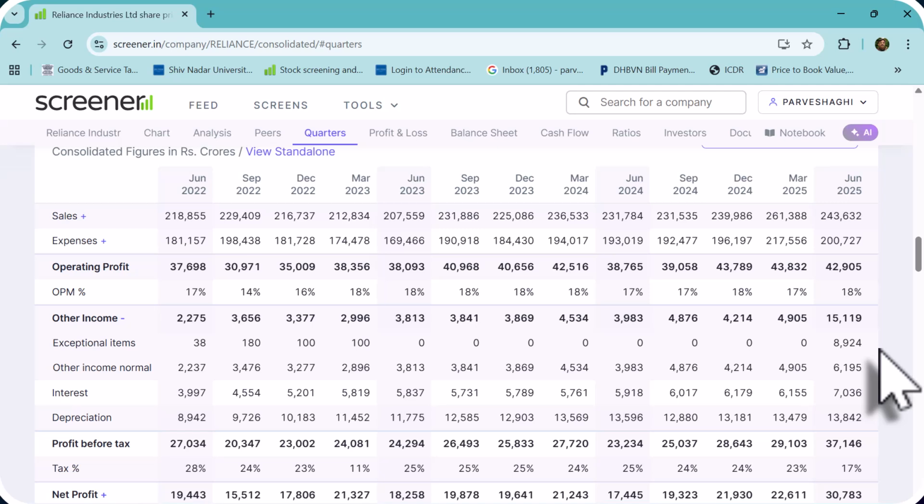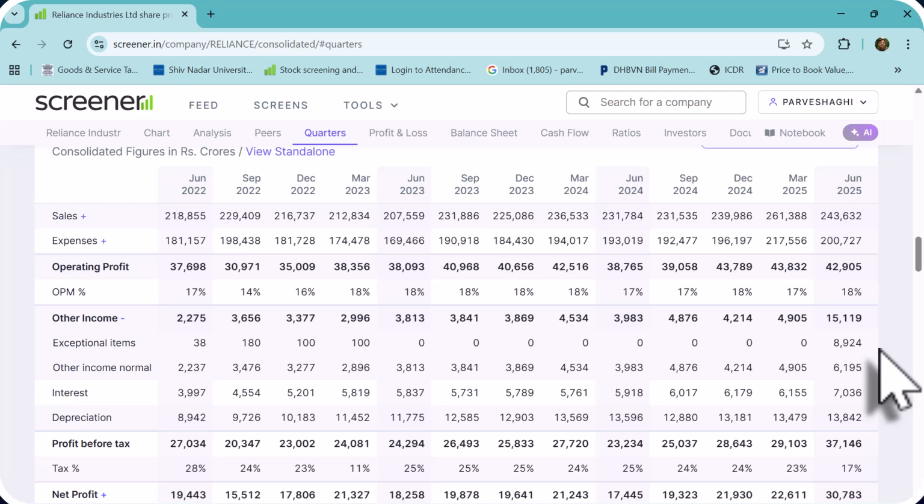Okay, so what the analysts do is they exclude this other income when calculating operating profit or EBITDA. Fine, that's the right thing to do. Or sometimes you just forget that and take operating profit straight away, which is actually excluding everything, even the normal other income. Whereas the normal other income should have been added to the EBITDA.